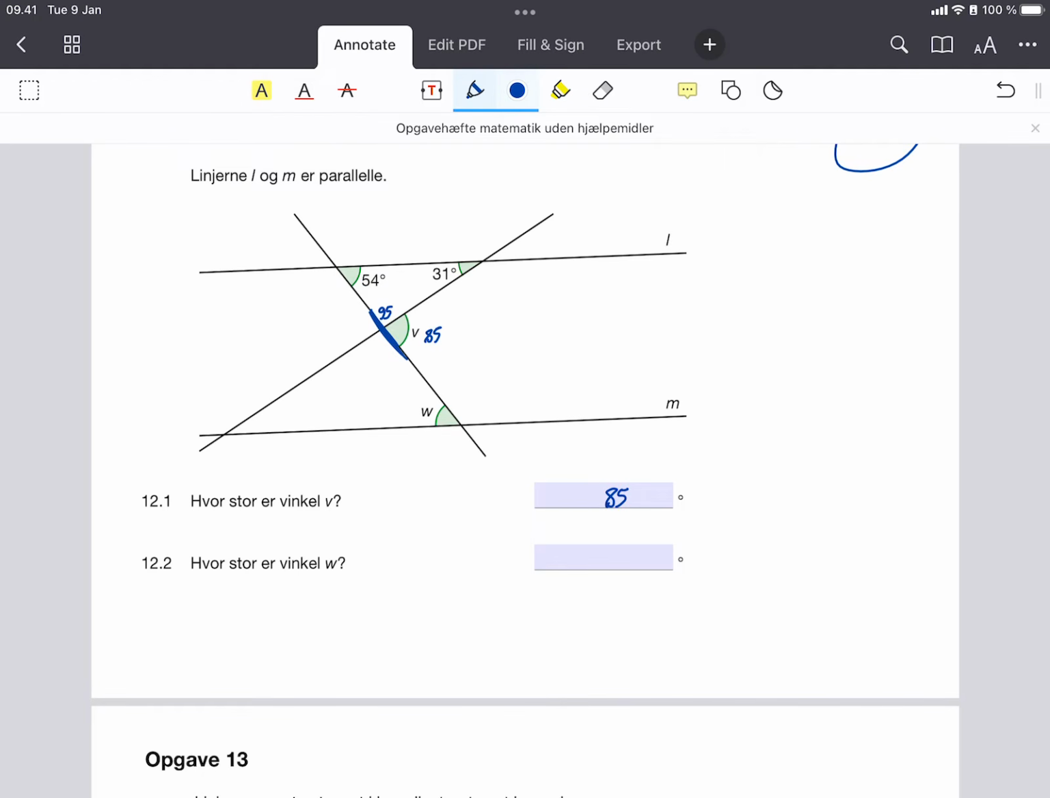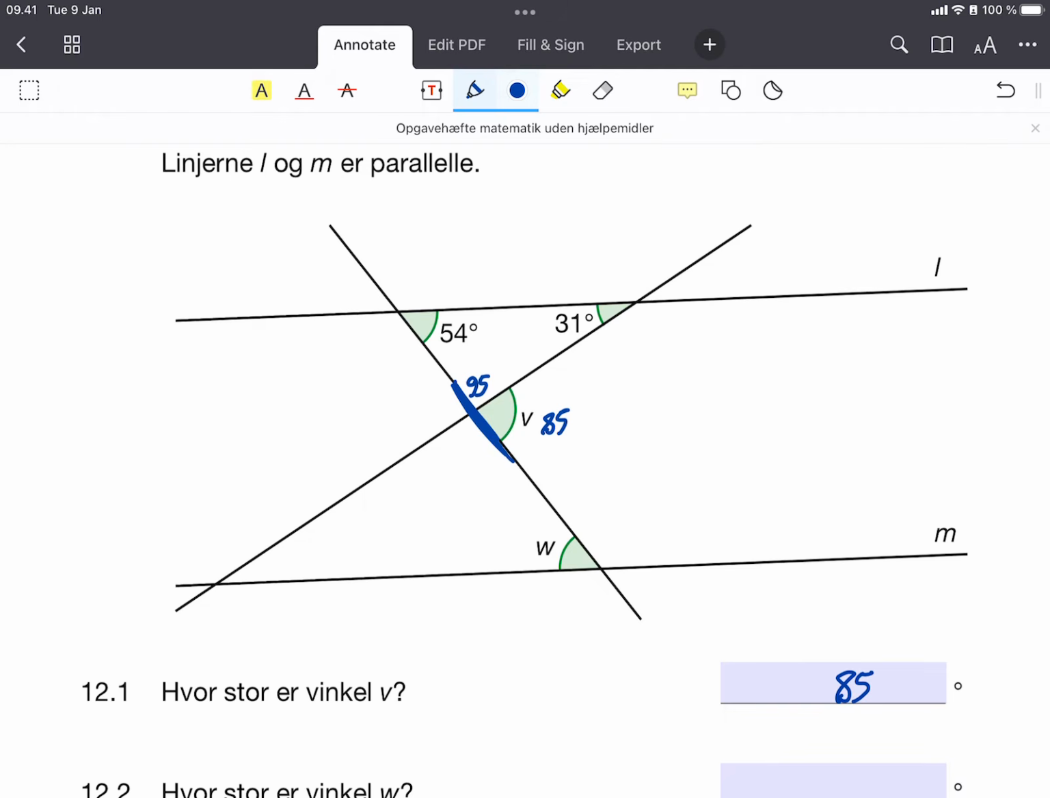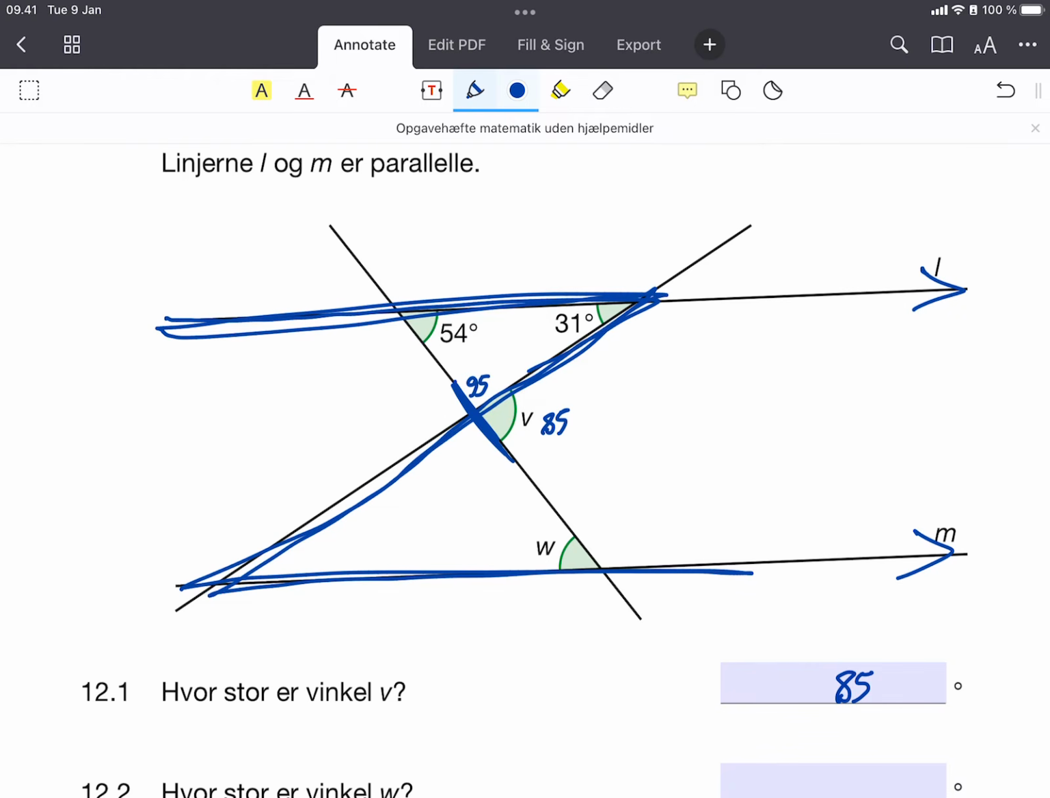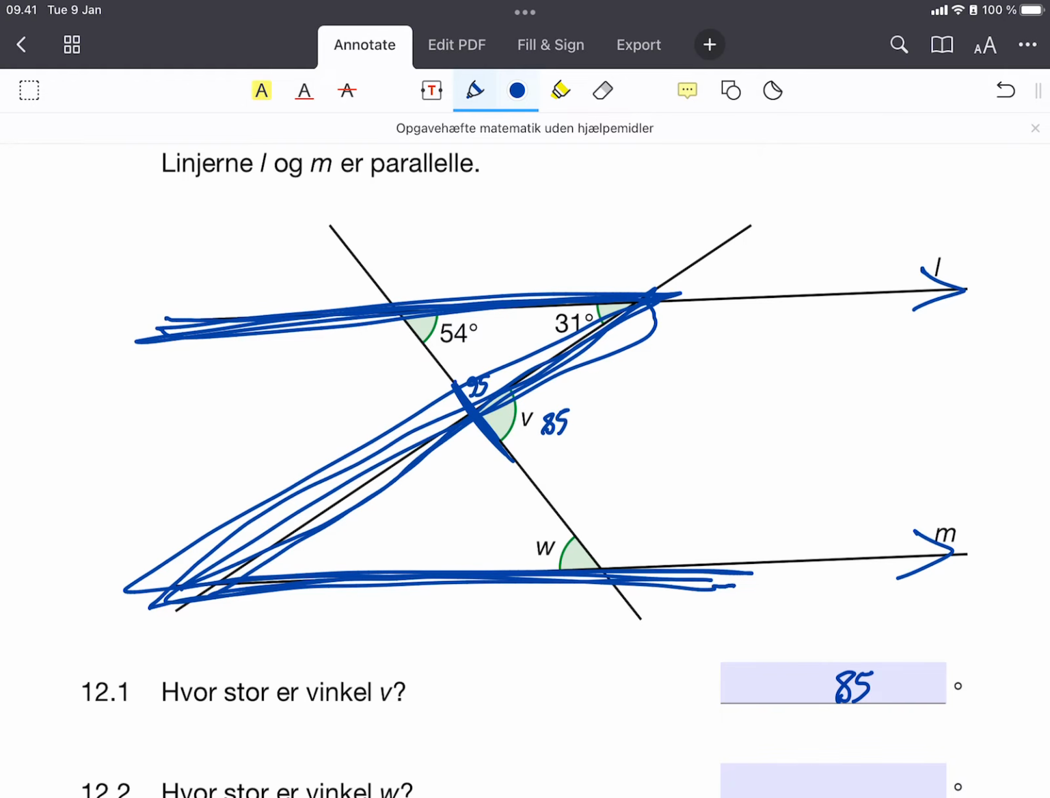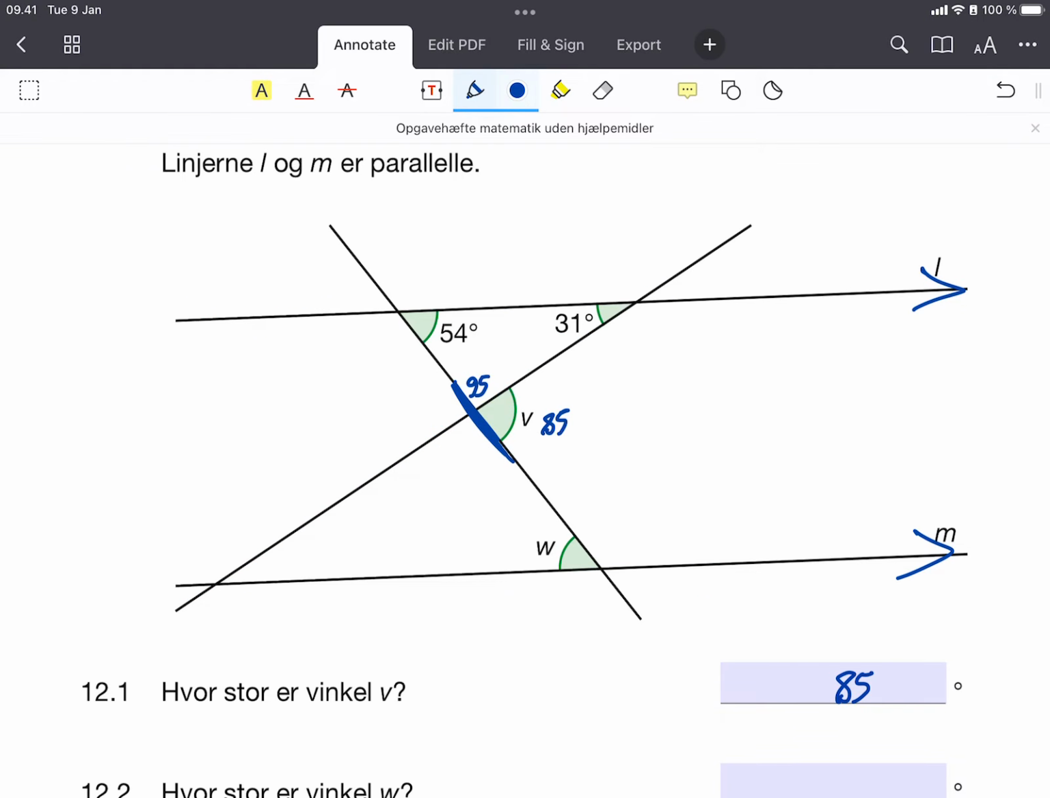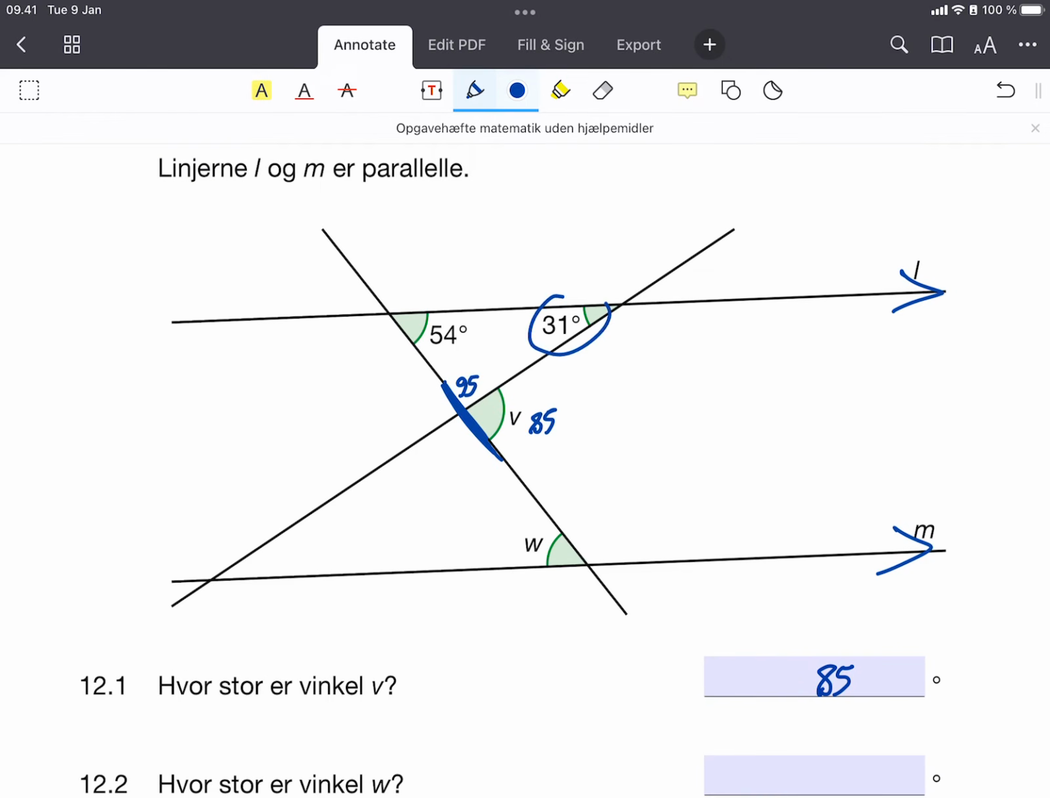How big is angle W? Well, let's continue to try and fill a few things in. It says the lines L and M are parallel. So there's lots of rules about parallel lines, amongst which alternate angles are equal. I don't know quite how you say that in Danish, but alternate angles are equal, which means that when you've got a Z shape like that, with 2 parallel lines forming the top and bottom of the Z, then the angles inside the Z are equal. So that 31 there, also 31 down the bottom.